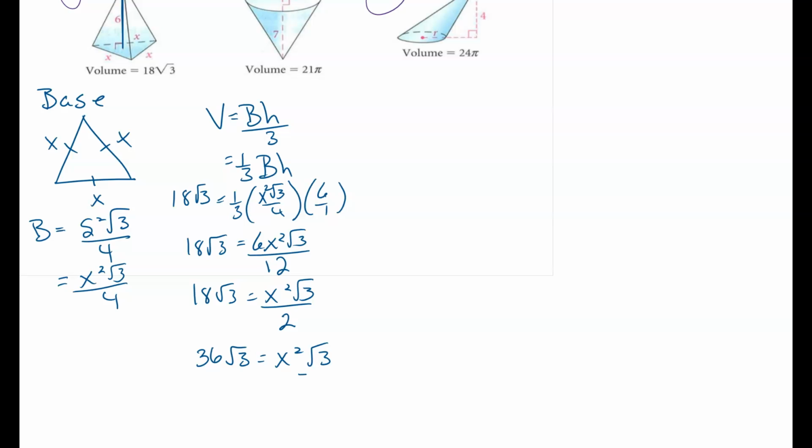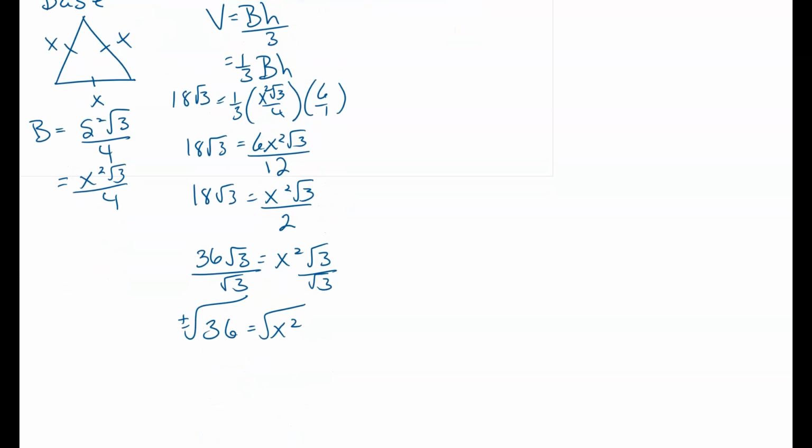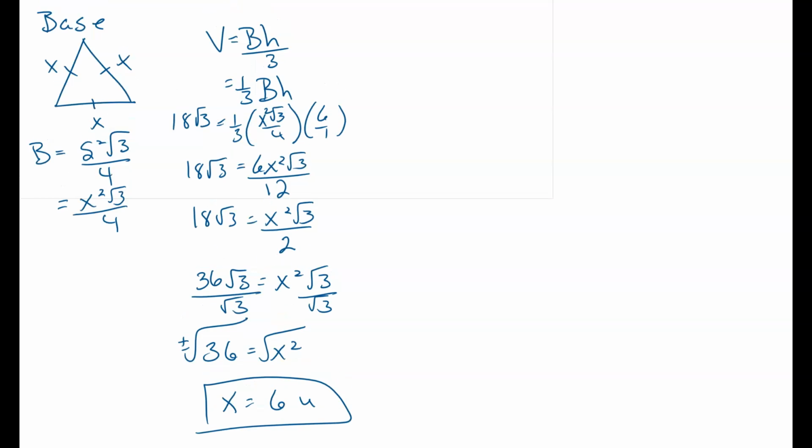All right, let's divide by root 3. So I get 36 is equal to x squared. I'm going to take the square root of both sides, but obviously I don't need the negative value for length, and it's going to be 6 units. We have to label.